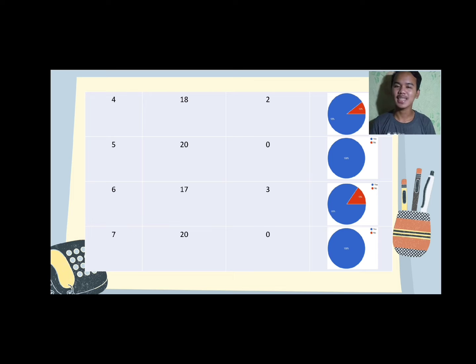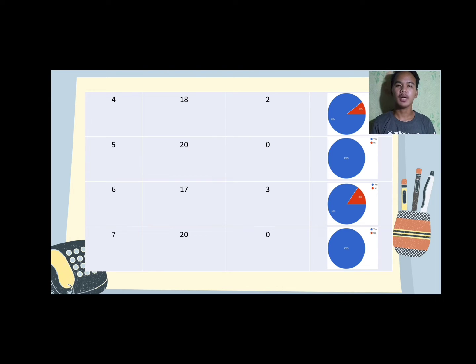Here, we can see that in item number 4, there are 18 participants who said yes and 2 who said no, therefore giving us 90% of yes and 10% of no. As for item number 5, all of the participants said yes, so that gives us 100% of yes and 0% of no. As for item number 6, 17 of the participants said yes and 3 said no, which gives us 85% of yes and 15% of no.